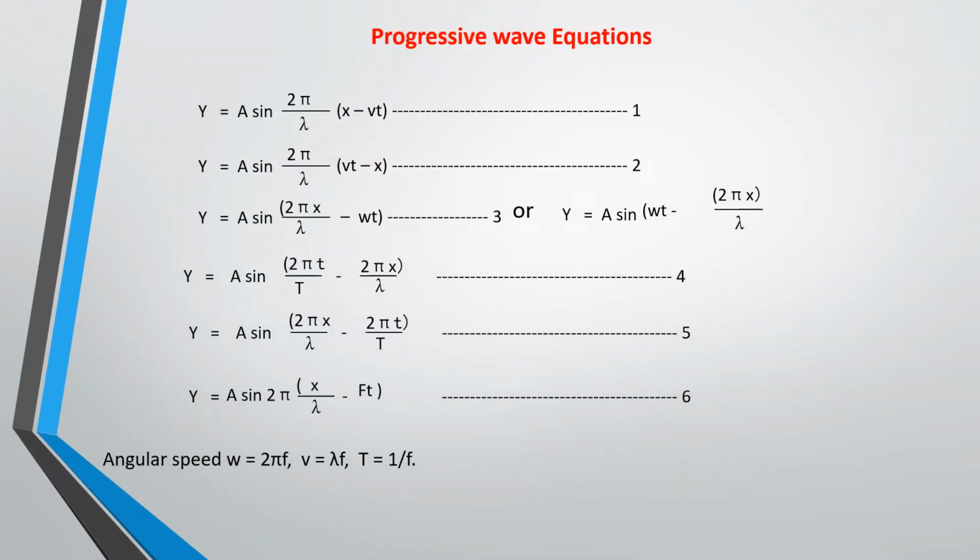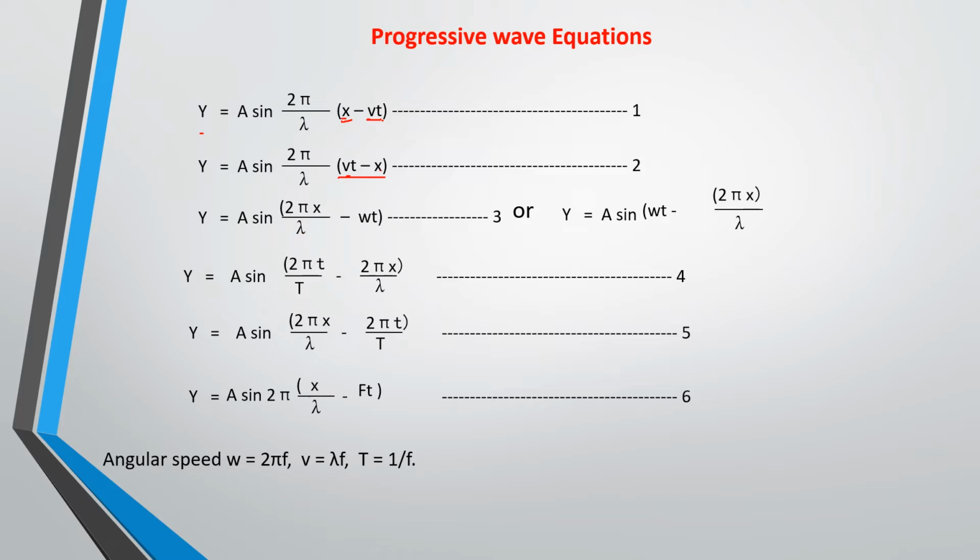So that simple equation has been derived, and mathematically it can also be stated in various forms. It can be stated as y is equal to a sine 2 pi over lambda, then you have x minus velocity times time in brackets. Now if the wave travels in the opposite direction, the equation can also be written in this order. It's just to change the order of the x and the time. Also the equation can be written this way.